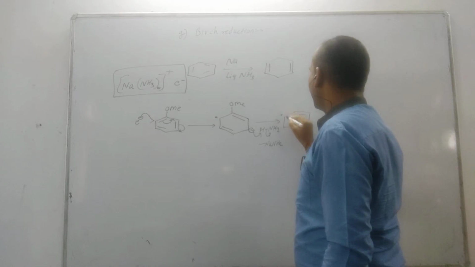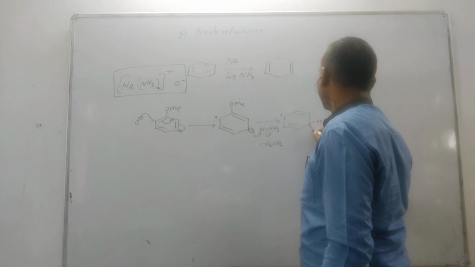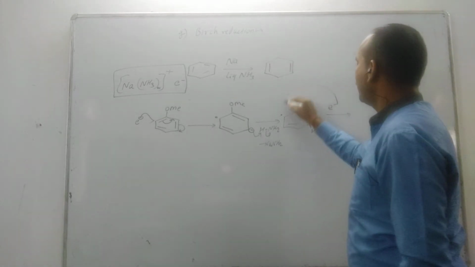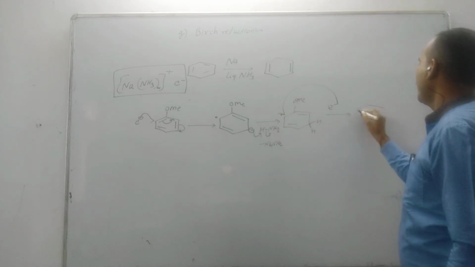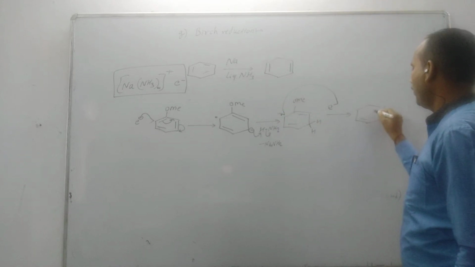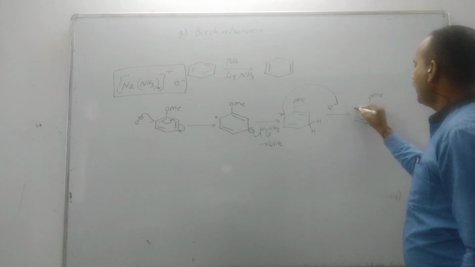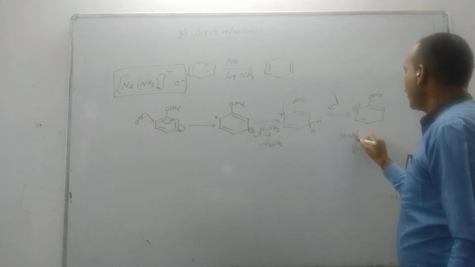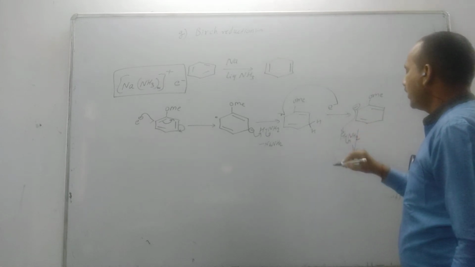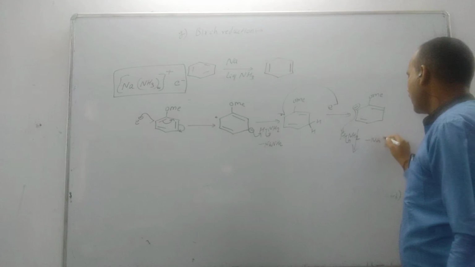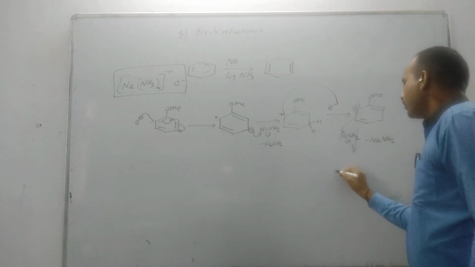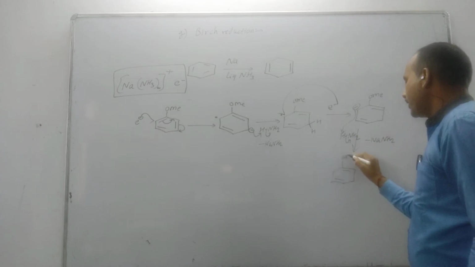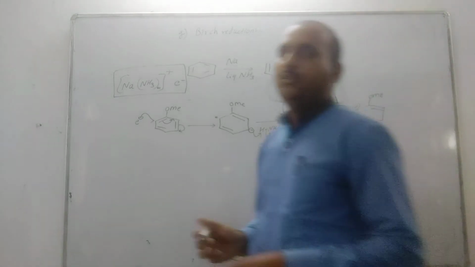Then another electron is transferred here, to generate the carbanion, and the carbanion on protonation with ammonia takes the proton, and NH2 minus is lost. So the product obtained is the 1,4 reduced product, that is, this product is obtained.